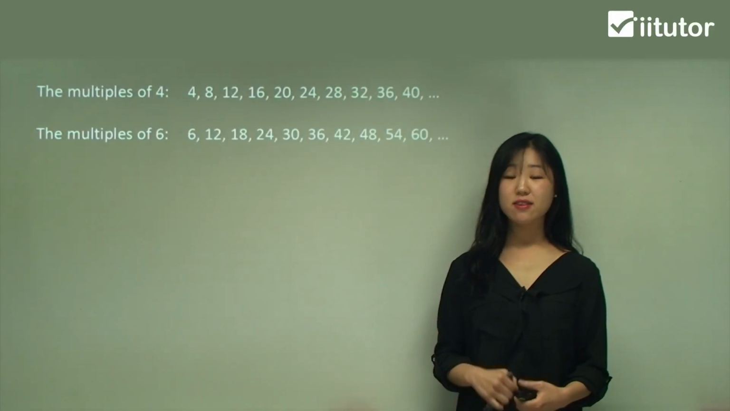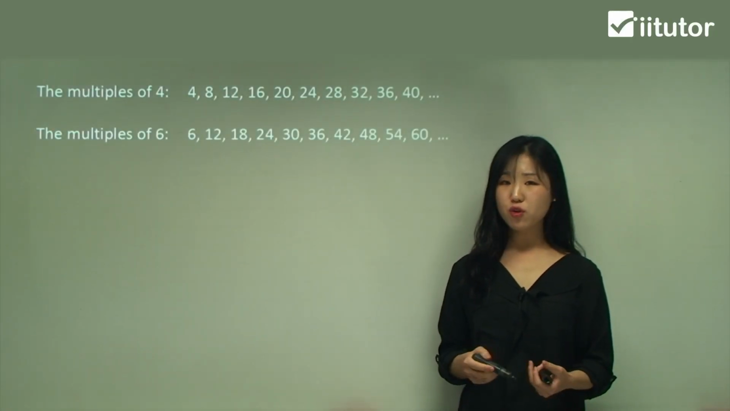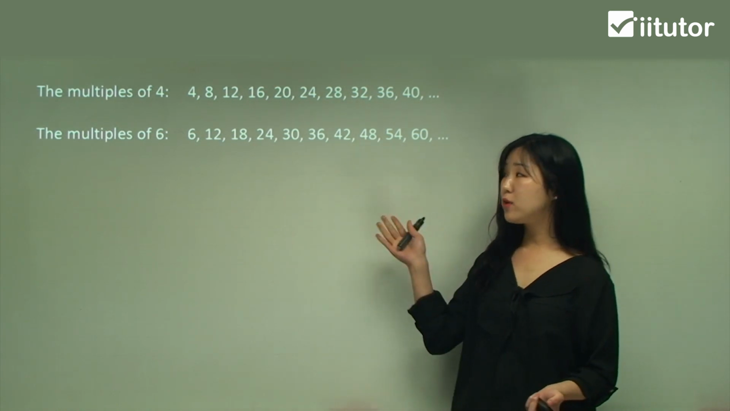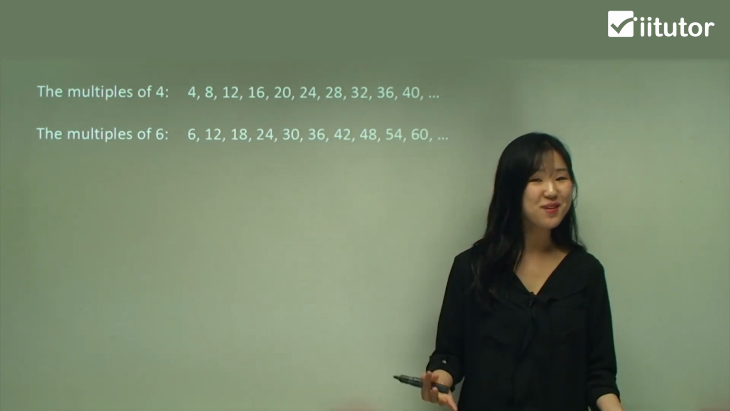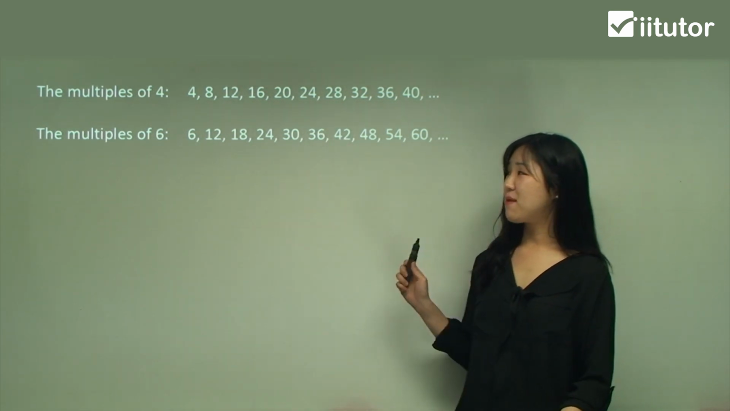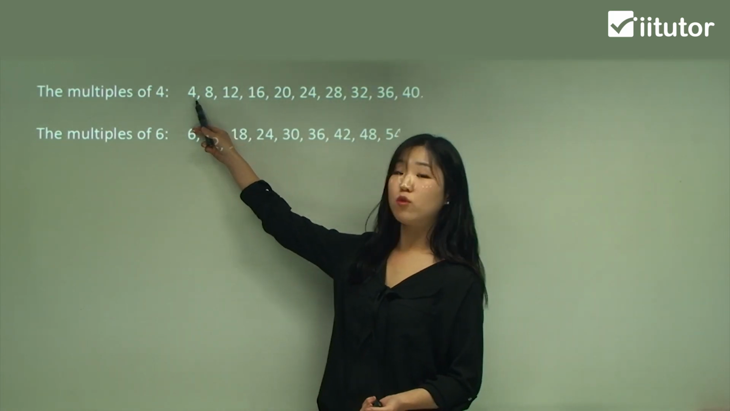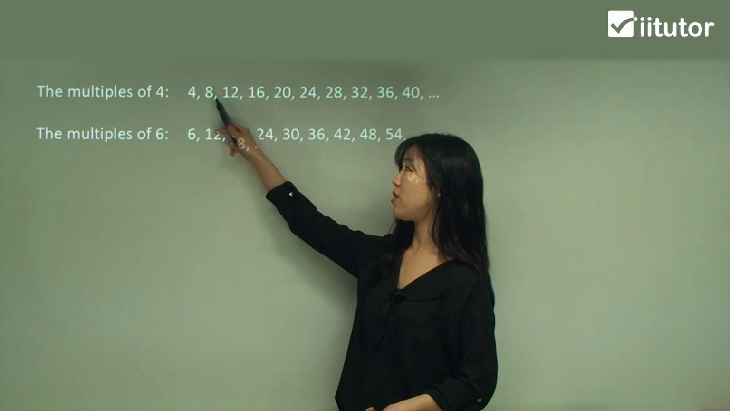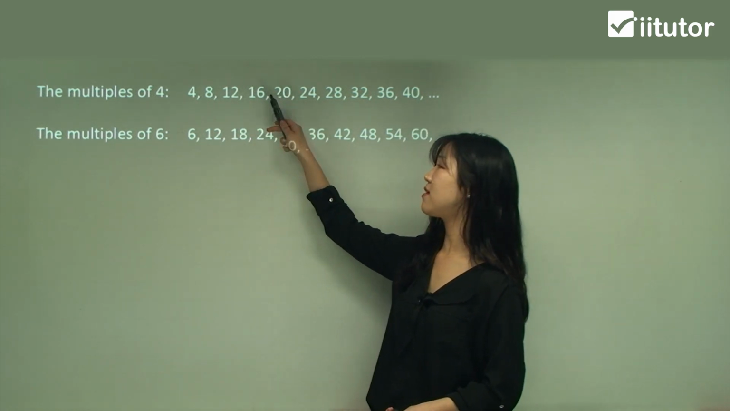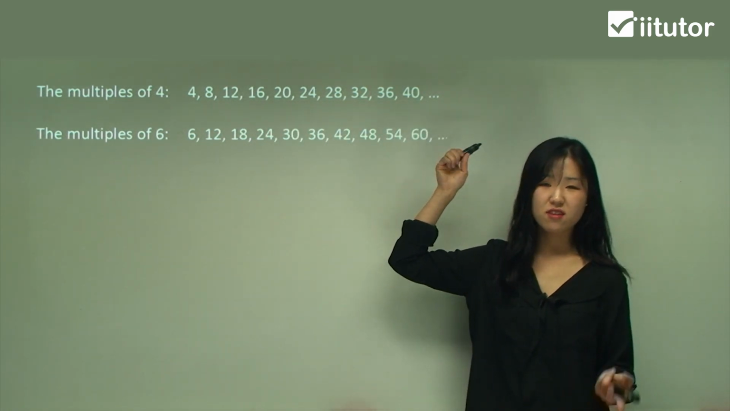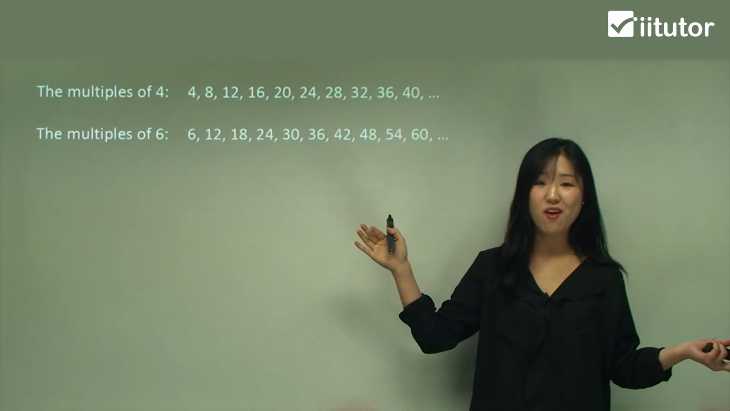Now we're going to be looking at some multiples. If you're not sure what multiples are by now, multiples are basically multiples of numbers. So if I want to find multiples of 4, you do 4 times 1, which makes 4, 4 times 2, which makes 8, 4 times 3 is 12, 4 times 4 is 16, and you just keep going. It never stops. It's infinitely going on and on and on.